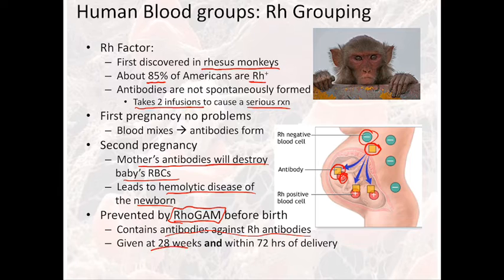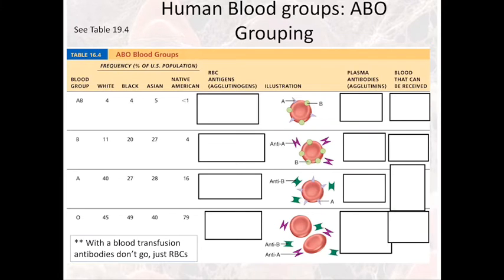And it's given at 28 weeks, and then again within 72 hours of delivery to make sure there's no problems with that. So that's the Rh factor.